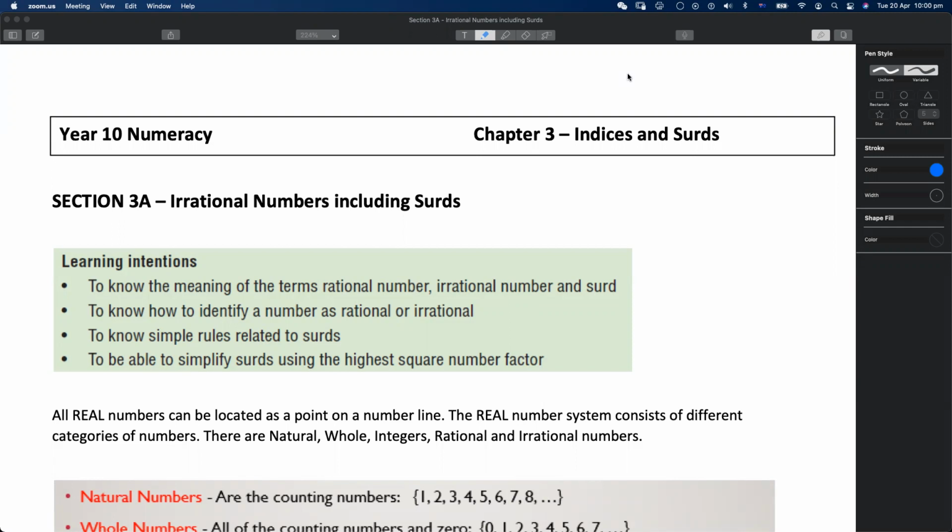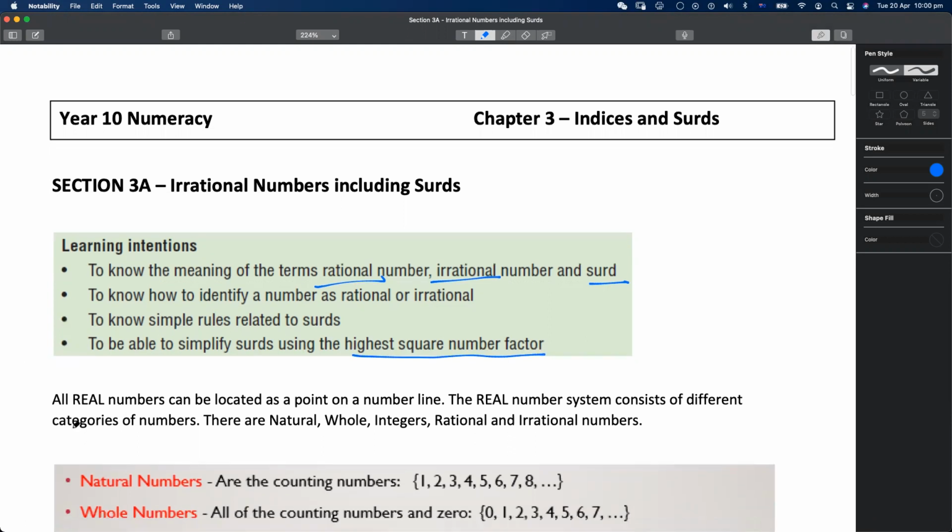All right, without further ado, let's have a look at the learning intentions. First, to know the meaning of the term rational number, irrational number, and surd. Second, to know how to identify a number as rational or irrational. Third, to know simple rules related to surds. And the last one, to be able to simplify surds using the highest square number factor.